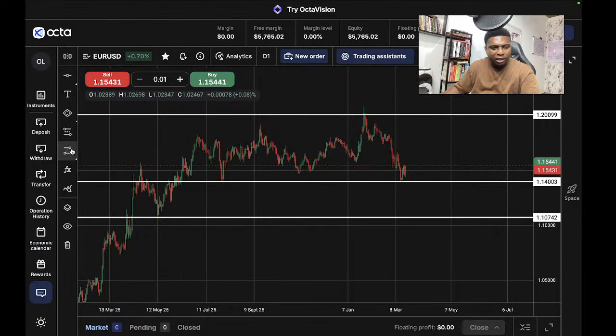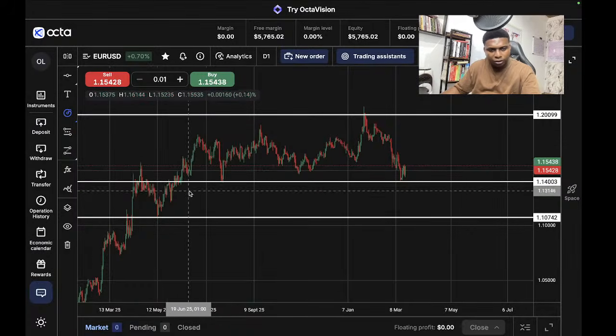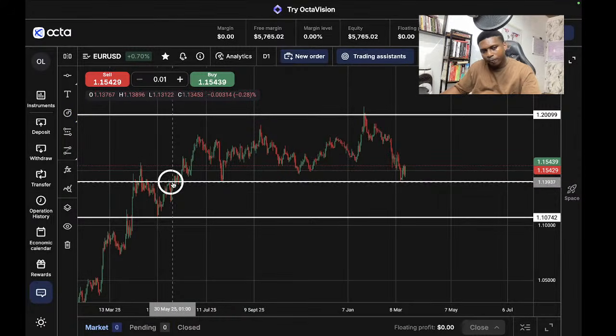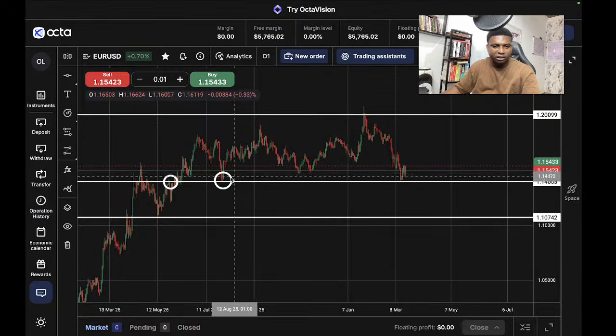So at this level, we can see that, yeah, there was a breakout at this level, which led price to where it is currently. All right, and now price is trying to touch that same level it broke out from. Price has been trying to touch that same level it broke out from, as we can see here.